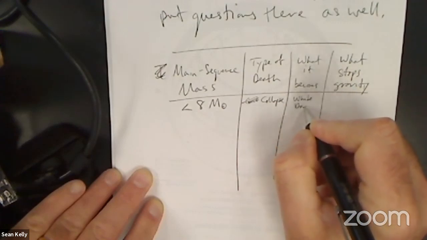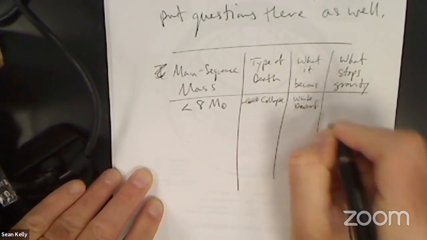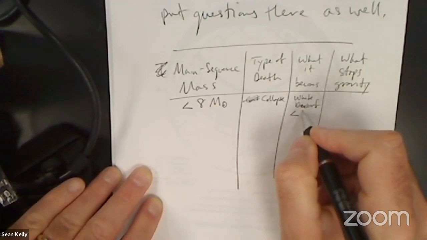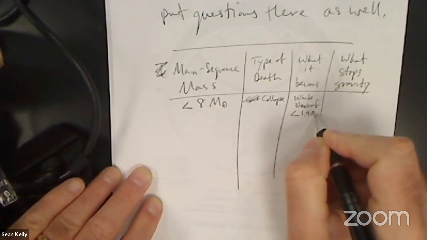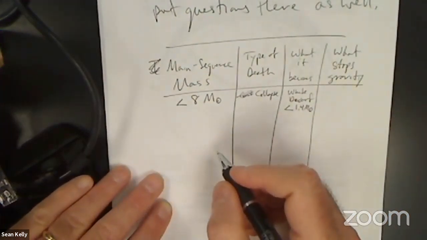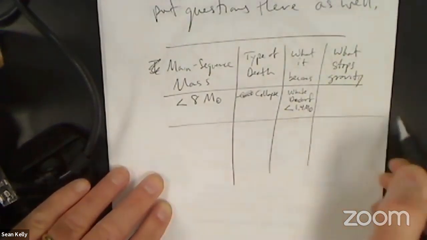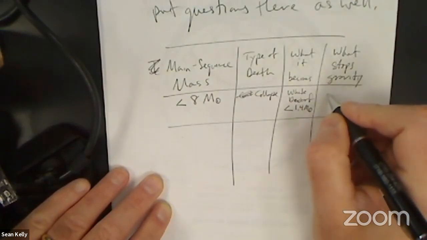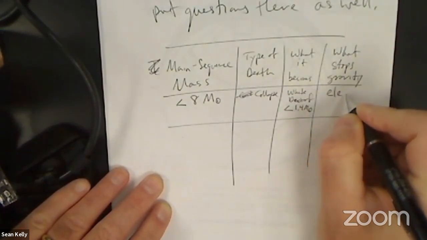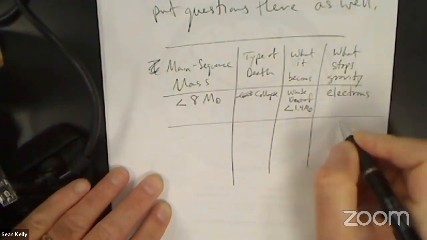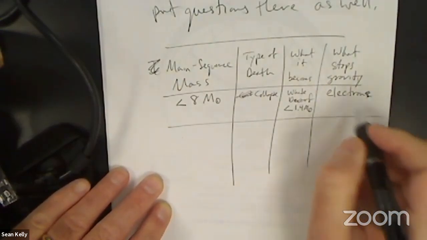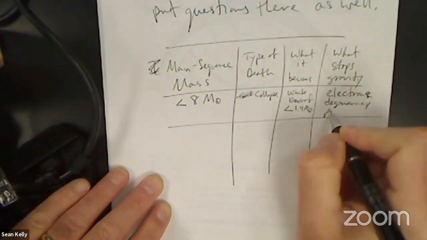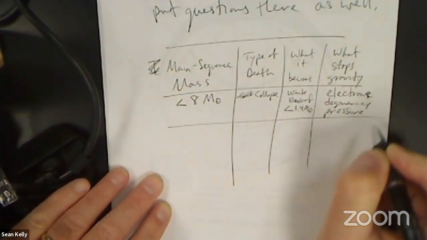In this part right here, I'll put the mass. Remember that the mass of a white dwarf is less than 1.4 solar masses. So this is my white dwarf. What stops gravity inside of a white dwarf? Well, we learned this. It's the free electrons and the other electrons, the combination. It's the electrons, but actually what's the word? Electron degeneracy pressure.